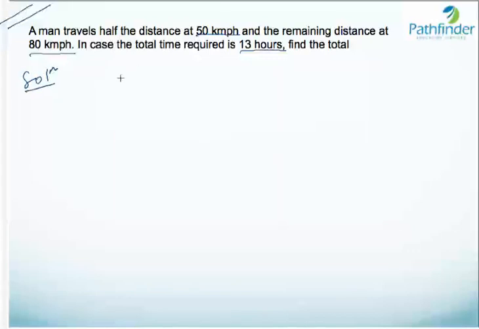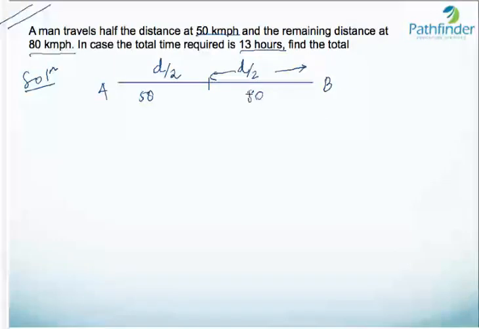In order to solve the question, you should recall that after making a schema, a simple representation of this situation, we have this man traveling from A to B, half the distance, that is d by 2, at 50 km per hour, and the remaining half of the distance at the rate of 80 km per hour. And let us say this point C is the midpoint of A to B.